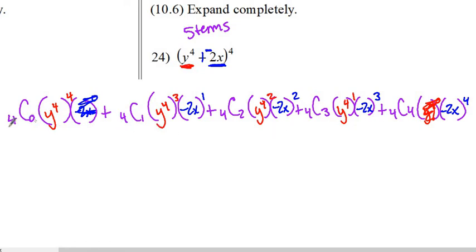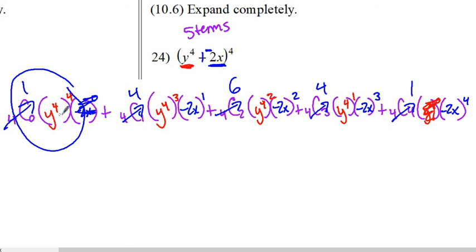Now all we have to do is simplify. This number equals 1, and so does this. This number equals 4, and so does that. And this number equals 6. So our first term is 1 times that. y to the fourth, raised to the fourth, is going to be y to the 16. Then because of this negative right here, the signs are going to alternate. So this is going to be a minus.